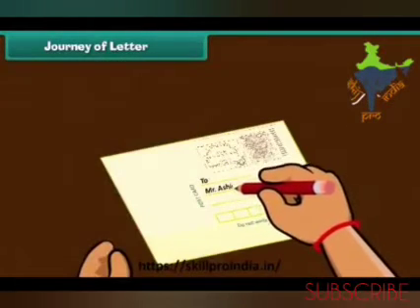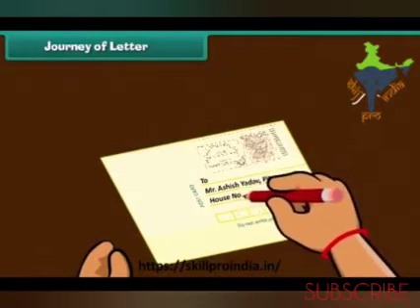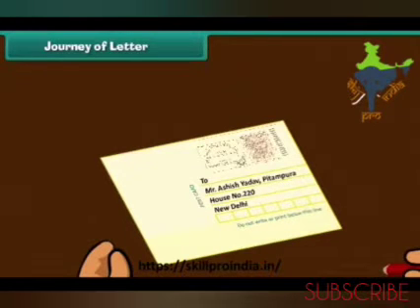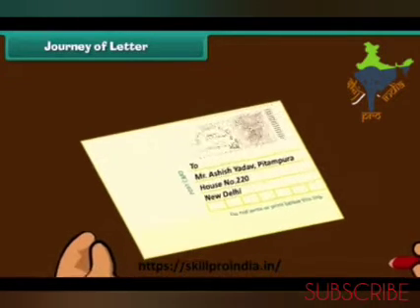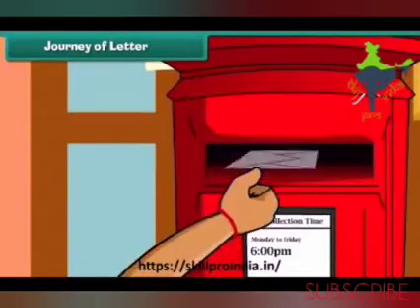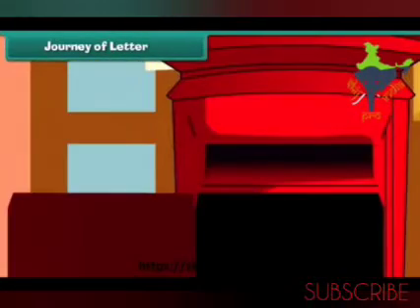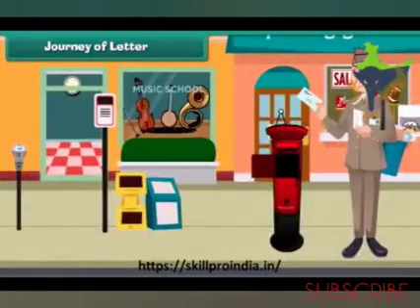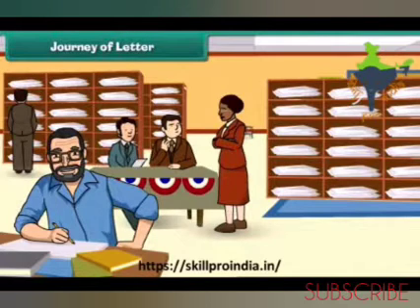After you finish writing the letter, you write the name and address of the person to whom it is to be delivered on the top. In case of an envelope, you need to paste a postage stamp of the correct amount. You then drop the letter in a letter box from where the postman collects all the mails and takes them to the post office. This is a post office.